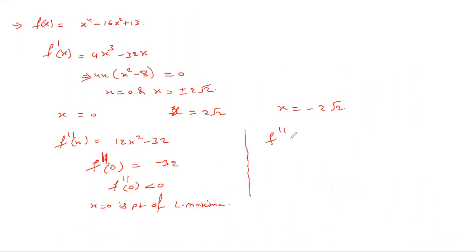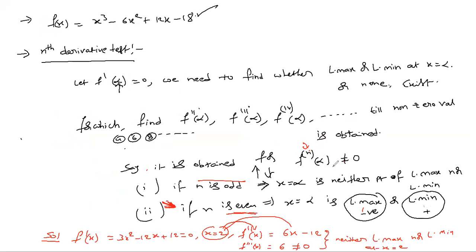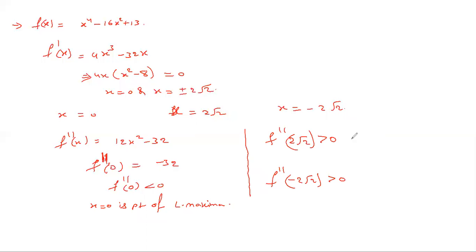F double dash of 2 root 2 we need to identify, and f double dash of negative 2 root 2 also. Anyhow both will give the same result, meaning a positive result. Whenever the second derivative is non-zero and positive, x equal to plus or minus 2 root 2 are points of local minima. Yes or no?